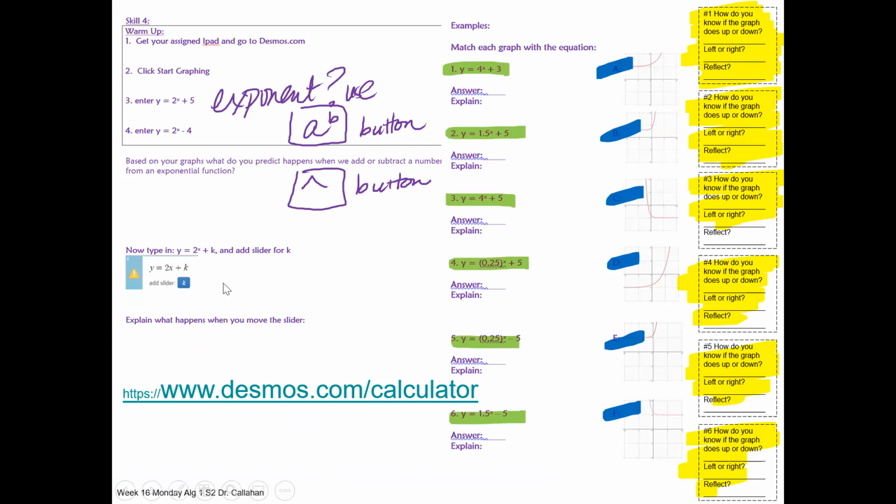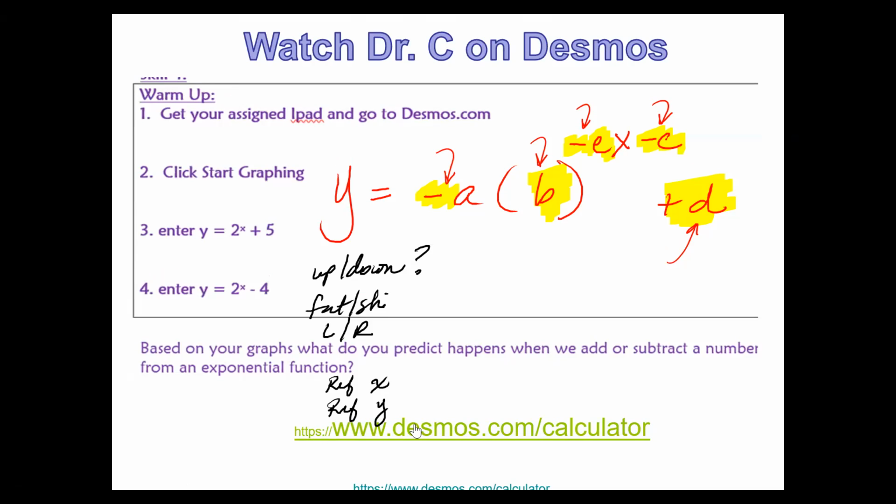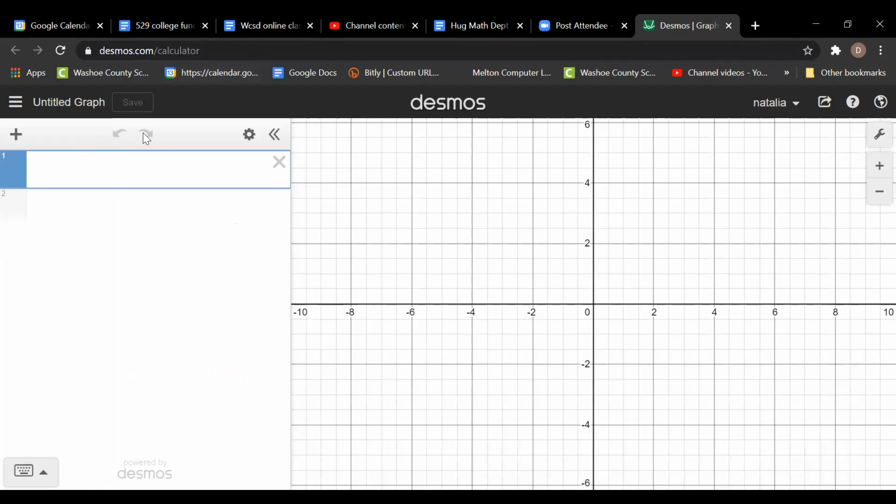Okay, so next what we're going to do is we're going to practice with this. We're going to do this thing called Desmos. So you're just going to type in Desmos and you should have something that looks like this. Okay, so just go to desmos.com and you'll have this graph right here. Okay, so this is going to be your calculator.